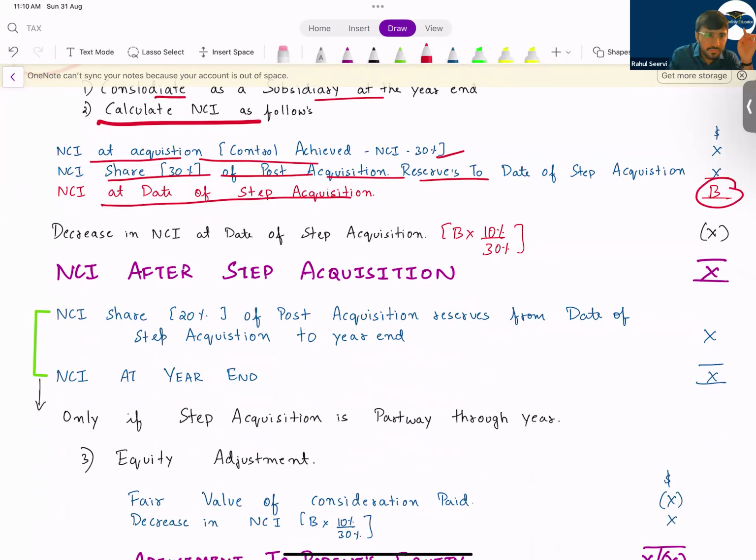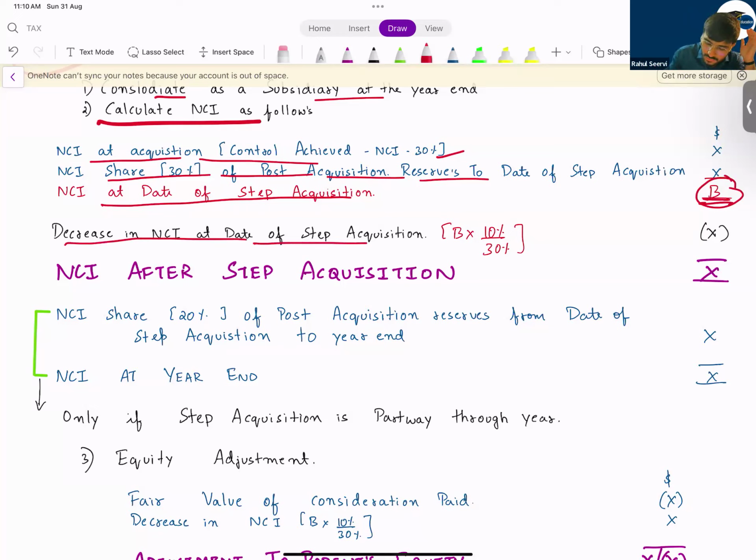Yes. Then what do we do? Then this is the value of the NCI you got before the step acquisition. So now we will reduce the NCI. So how should we reduce, sir? Decrease in NCI at the date of step acquisition.